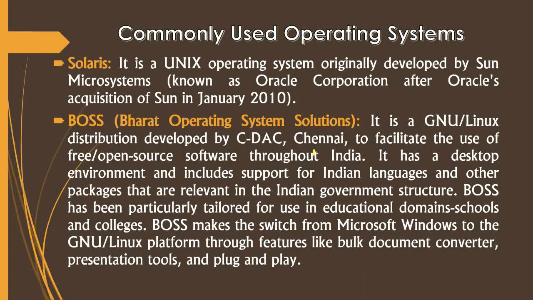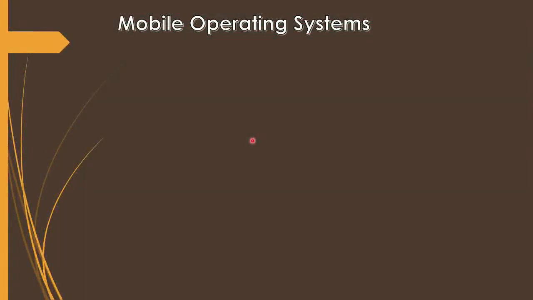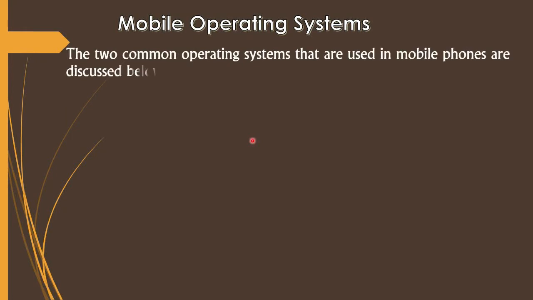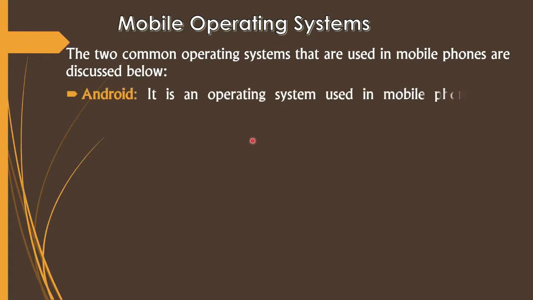Okay, so commonly used operating systems are Unix, Linux, Windows, Solaris, BOSS operating system. But the popularly used one is Windows, the topic. Now, mobile operating systems. The two common operating systems that are used in mobile phones are discussed below. Before I display it, most of you already know which are the operating systems. Guess it? Android and Windows. So Android.